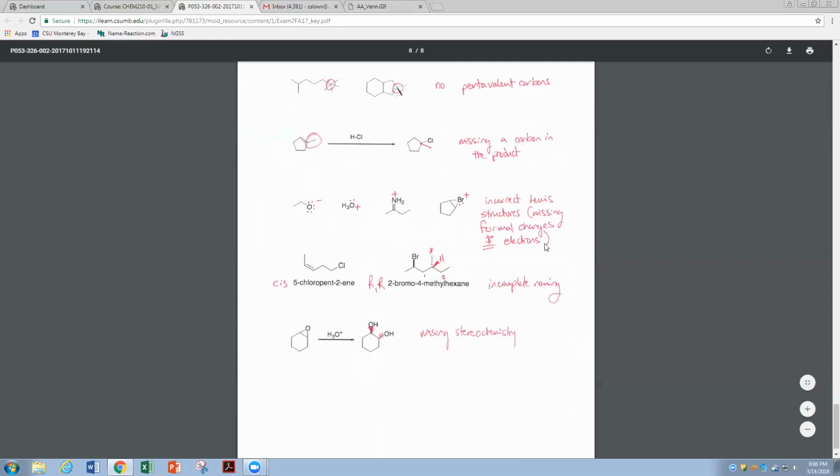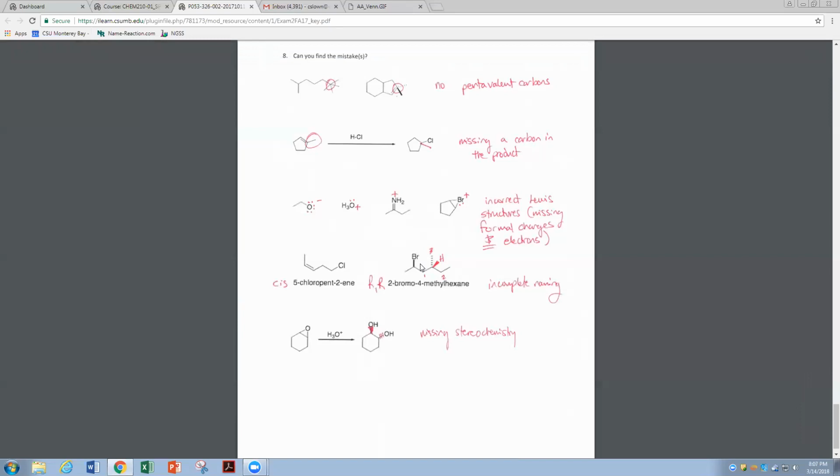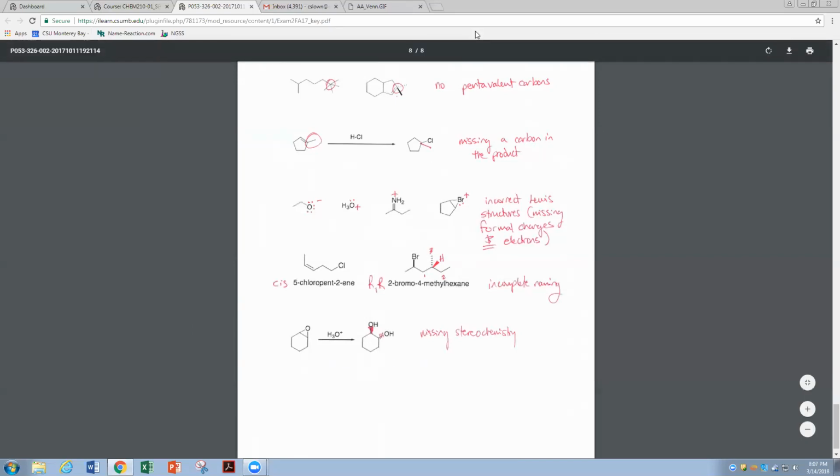Make sure that you draw complete Lewis structures, including formal charges and lone pairs. And then here, make sure you're paying attention to stereochemistry, cis and trans, and say, for example, the assignment using Cahn-Ingold-Prelog of your R and S, and notice, right, where your stereocenters are. And then here, right, for a reaction mechanism like an epoxide, we need to make sure that we draw in any missing stereochemistry. So hopefully this helps as you're thinking about how to solve these problems.